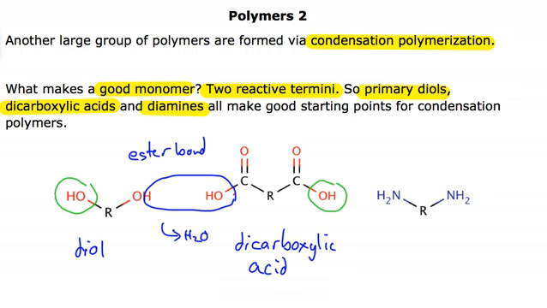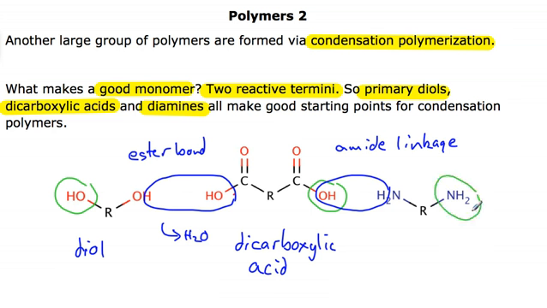Similar with the diamines. So if you remember, this is where I'm going to get a reaction with an amine and a carboxylic acid, and there I get my amide linkage, which we also refer to as a peptide bond. So I get my amide linkage, and so I now have a dicarboxylic acid bonded to a diamine, and I still have the reactive termini at the end.